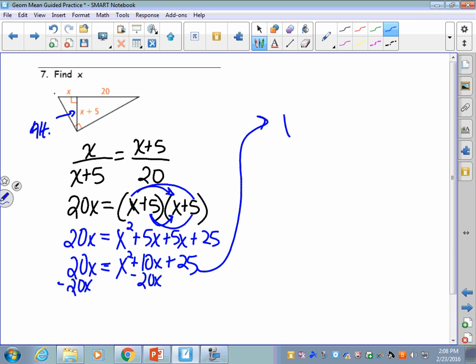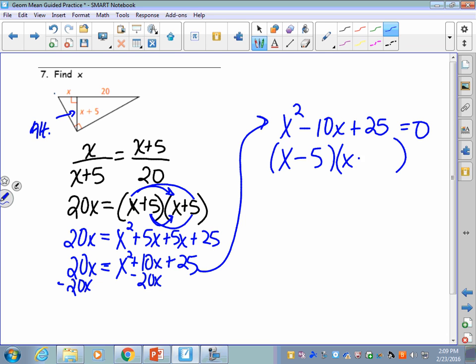And then I'm just going to come over here. x squared minus 10x plus 25, and we're going to have that equal to 0. Let's get our factors. Factors of 25 with the sum of 10. Like I said, we had a perfect square binomial. So x minus 5 and x minus 5. So x equals, actually it's positive, sorry, plus 5.